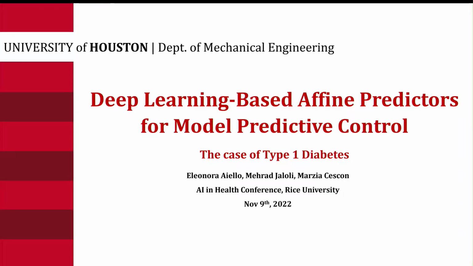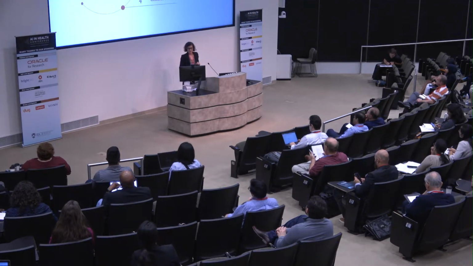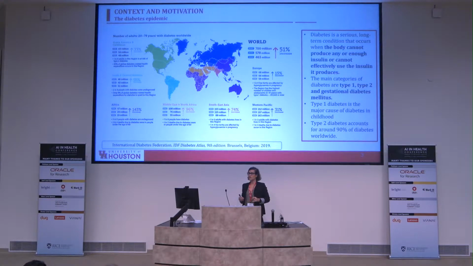So I'm gonna switch gears a little bit during my talk, and what I'm going to do is show you how we can use deep learning methods and, more generally, AI in a control loop, okay? And specifically for the design of automated insulin delivery therapies for type 1 diabetes. So first of all, let me give you a little bit of context and motivation.